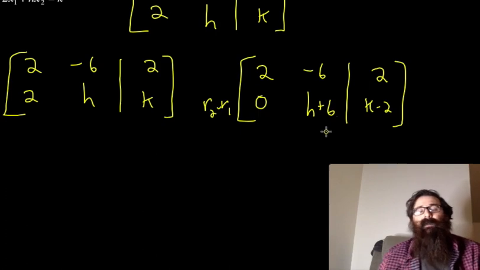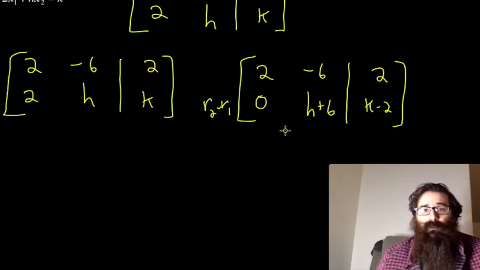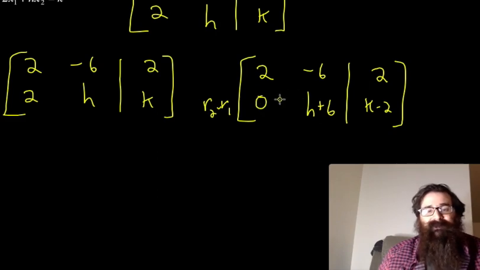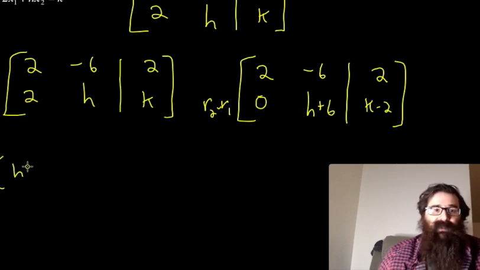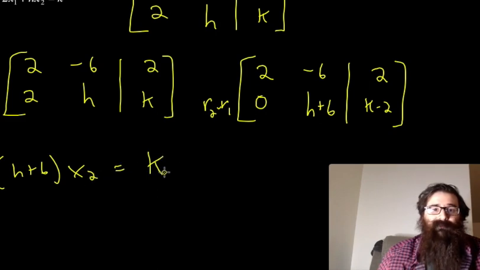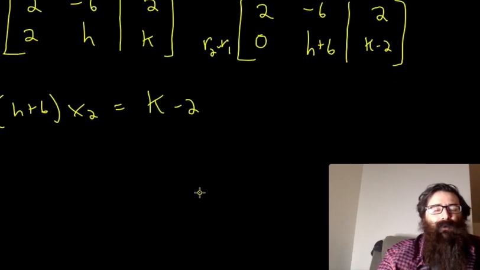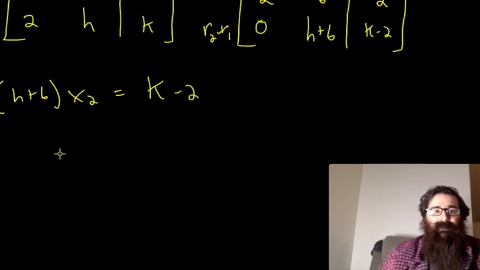But if I focus on what this second row is telling me as an equation, it's saying, okay, 0x1, so I can kind of skip over that. And then it's saying h plus 6 times x2 equals k minus 2. Now, if I want to break these down into the different possibilities, let's start by saying, when is there no solution?